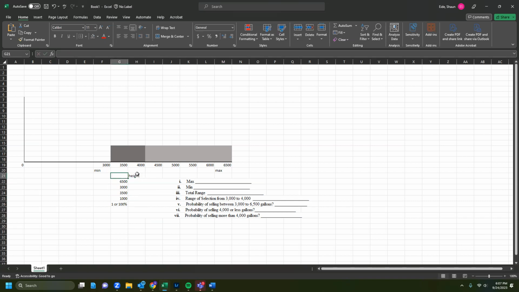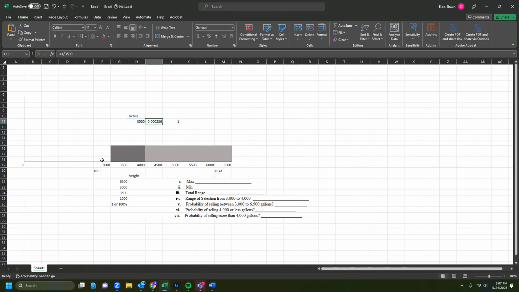Remember, base times height equals the entire probability. Base times height equals one. And so you've got the base of 3,500, and then you've got the height equals one over 3,500. Remember, it's going to be one over the height, and then base times height equals one.